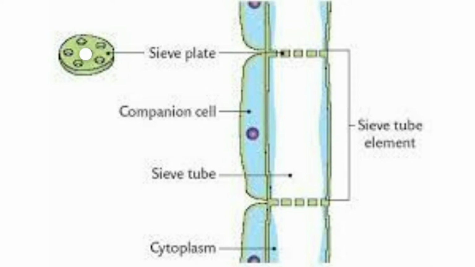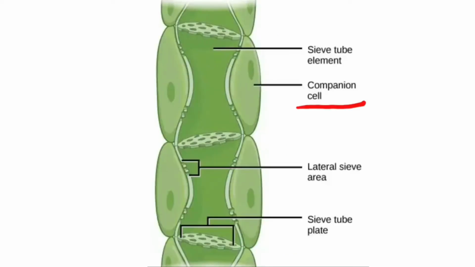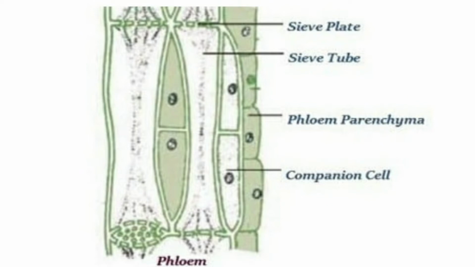Mature sieve tubes lack nuclei. They do not have nuclei and they have very few organelles. So their function is to just transport the food material. Food material is transported by sieve tubes of the phloem. Companion cells are located on either side of the sieve tubes. They help sieve tubes in conduction of food material. They are smaller than other cells and they have prominent nuclei. Then the phloem parenchyma cells, they store food.